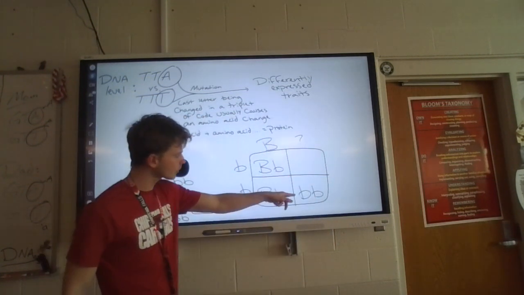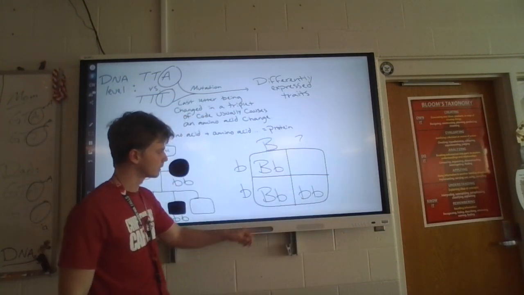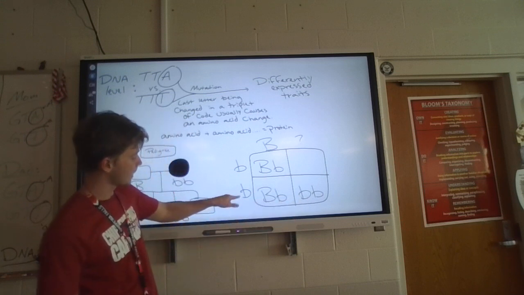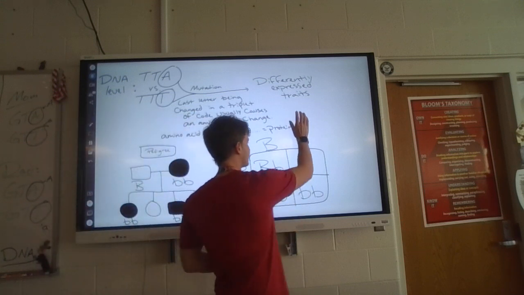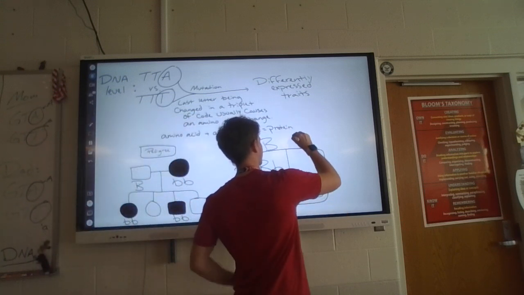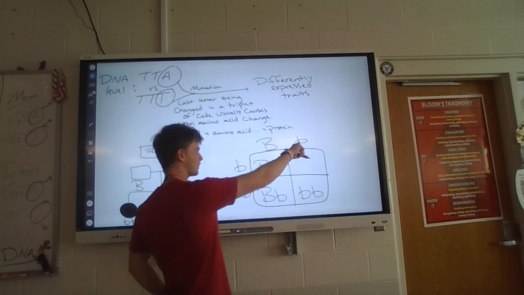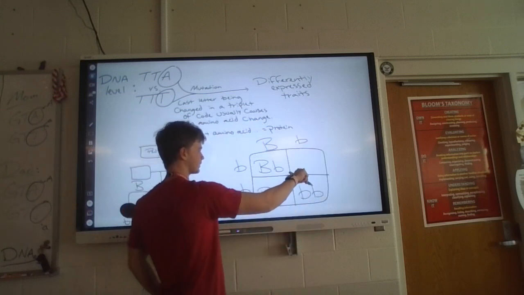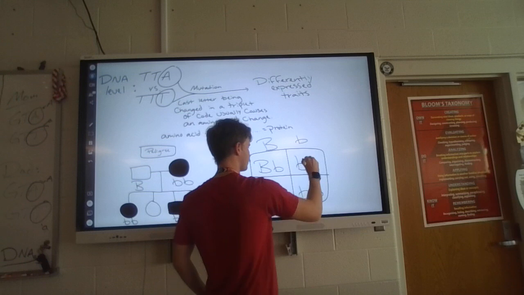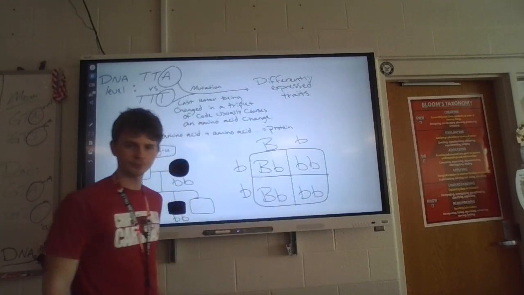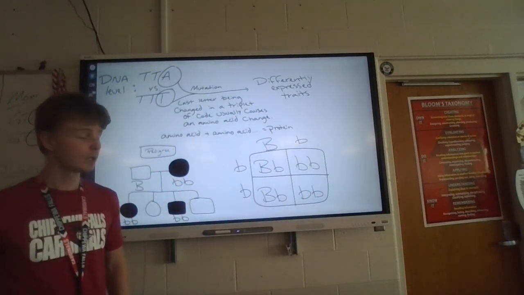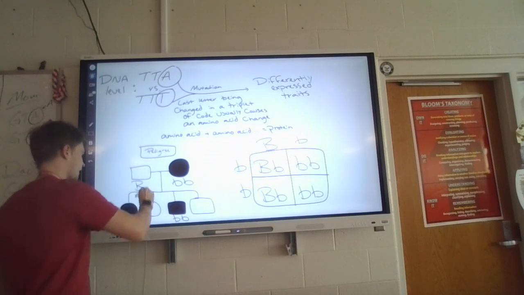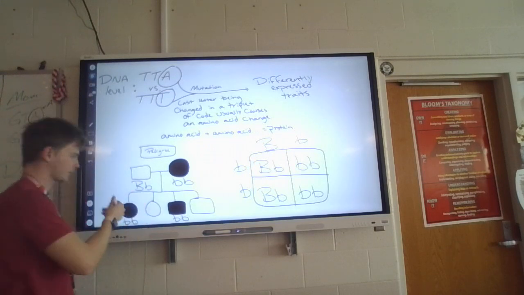And the only way to get a little b down here is to have my mom pass on a little b, but I need my dad to also pass on a little b as well. If he passed on a little b there, that means he's also going to pass one here. So there's going to be 2 little b's there. Okay? So now I figured out what my dad is.